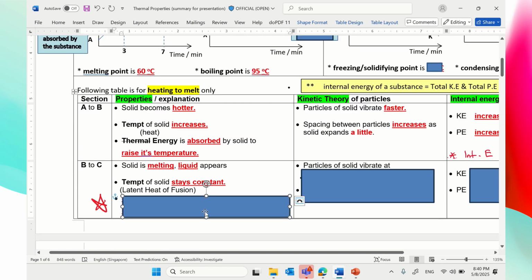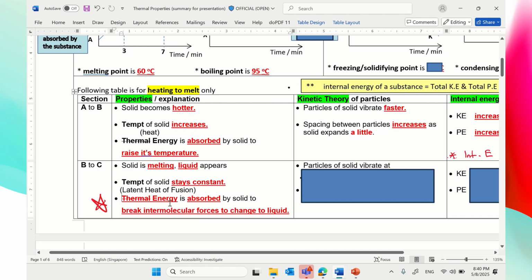Now, this latent heat of fusion, which is the energy absorbed by the solid, is for what? Since it is melting, we say it is to break intermolecular forces, for it to change the state from solid to liquid. Okay, from solid to liquid, you need to break the intermolecular forces. And to break these intermolecular forces, you need a lot more energy.